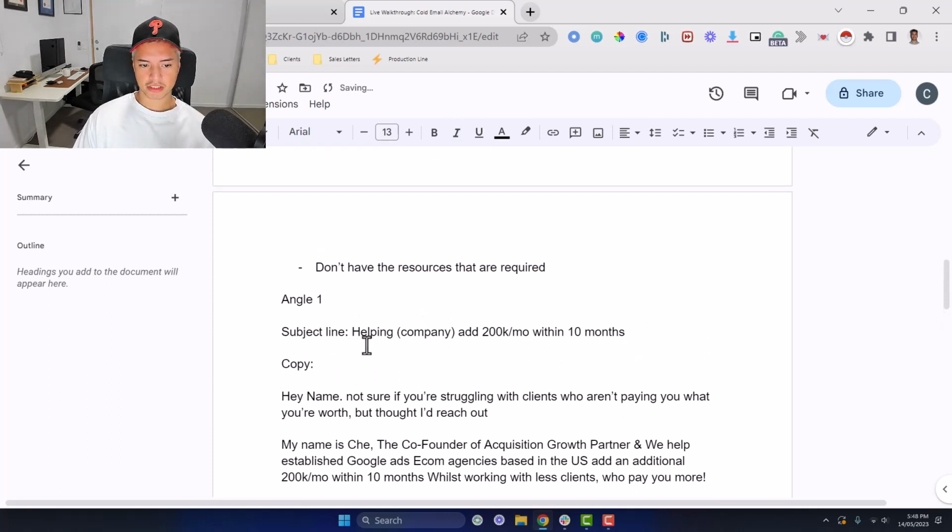So let's walk through this. Angle 1, helping company add 200K a month within 10 months. Everyone's doing the quick question, question for name, all those types of subject headlines. But the thing is, just like anything, when everyone's doing the exact same thing, it's going to be a lot less useful and a lot less effective. Like, you might get a good open rate with quick question, but in my opinion, it sort of comes across as quick question because you're asking like you have a quick question for them, but really you're trying to pitch your services, so it's sort of incongruent.